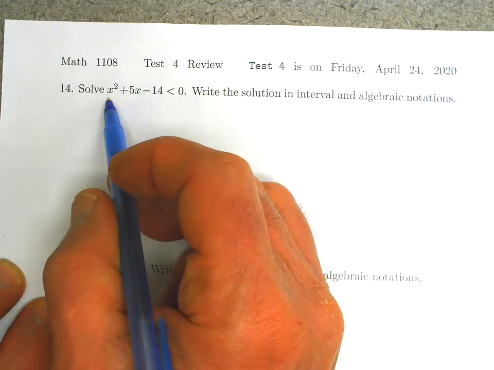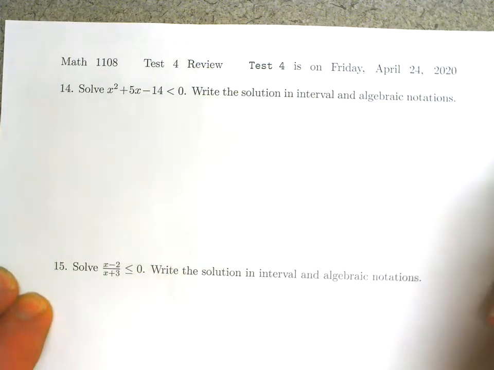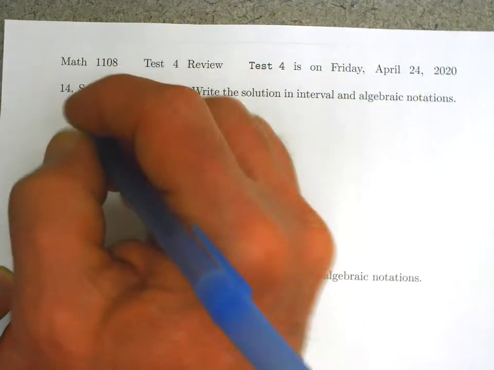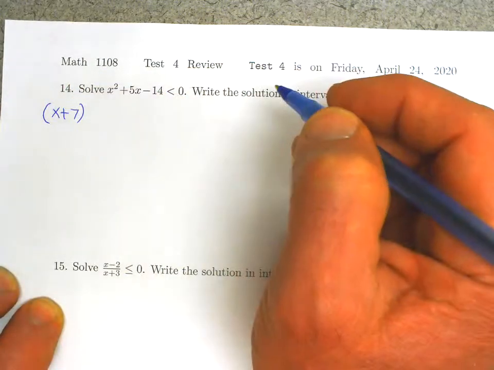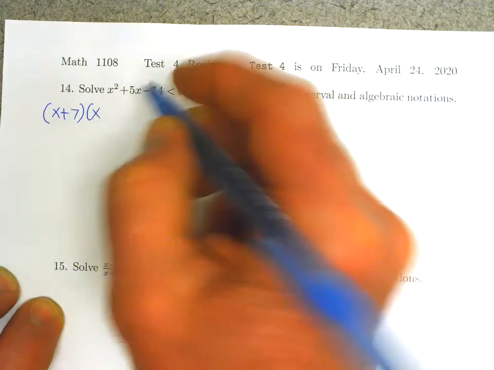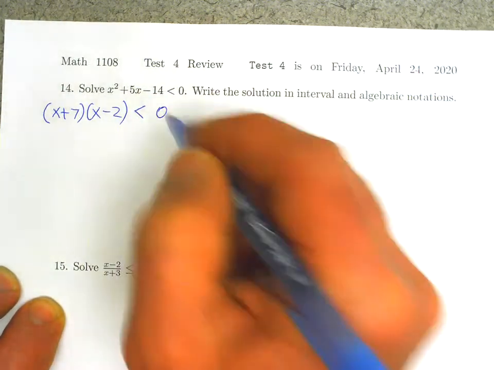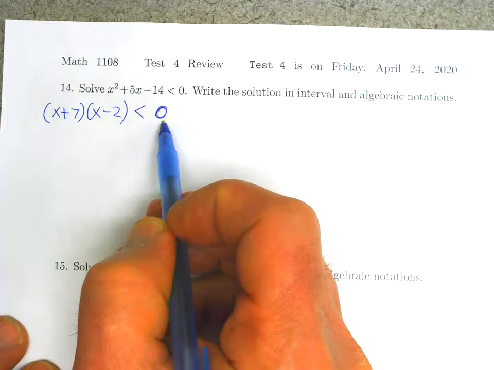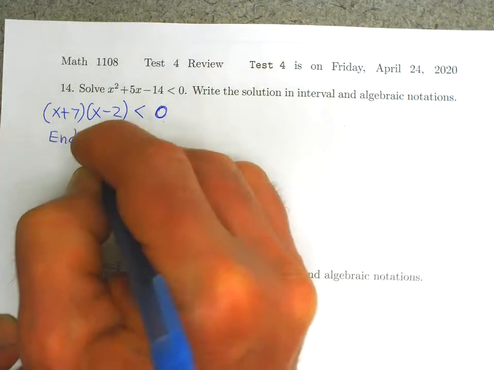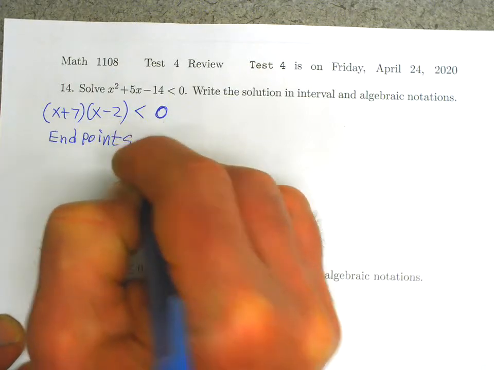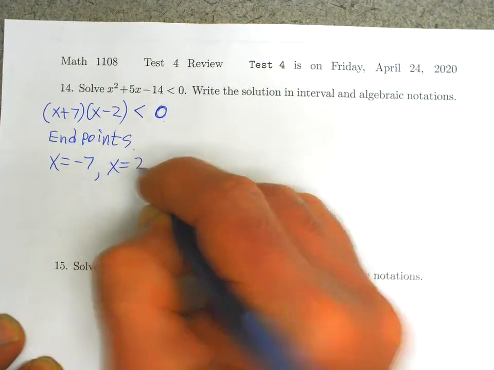And note, in this case, x squared plus 5x minus 14 can be factored. So one factor is x plus 7. The other factor is x minus 2. And the inequality is less than 0. So if one side is 0, and if we can factor the other side, we can use the factors to identify the endpoints. So one endpoint is -7, and the other endpoint is +2.